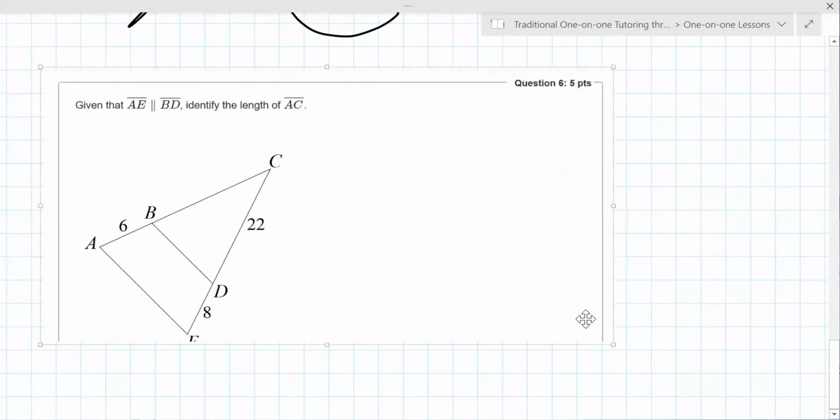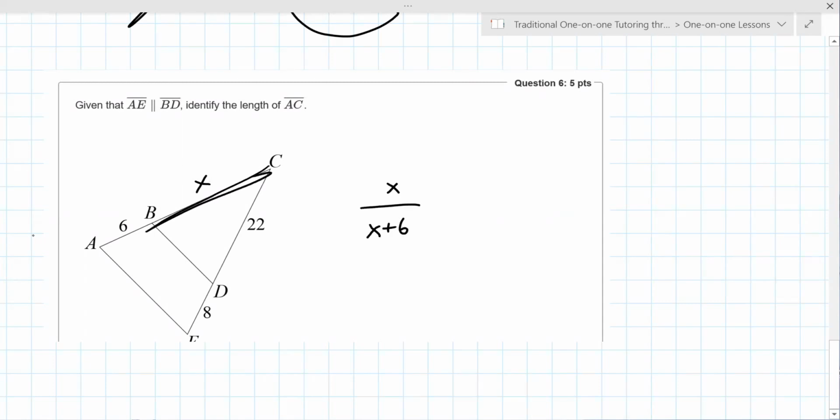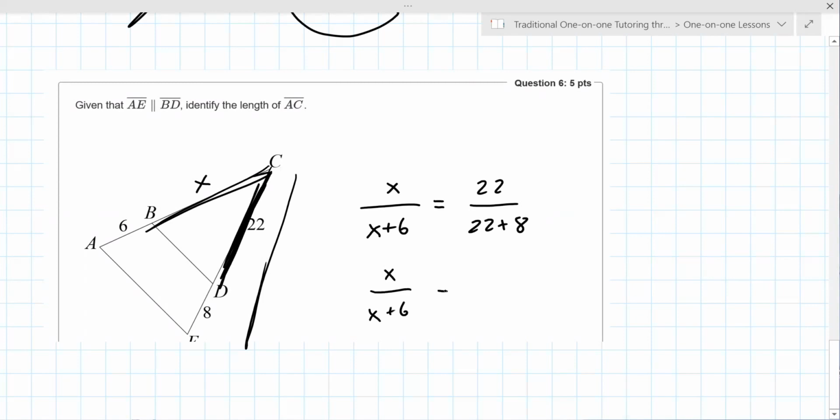All right, so this problem wants the length of A to C, this whole length here. We're going to call this X. So it's X over X plus 6, this one over the whole thing, equals 22 over 22 plus 8. So it's like the smaller one to the larger one. On the right, you can simplify to 30. And you can even divide both of these by 2 and get 11 over 15, and that'll save you a little time. But you got to cross multiply here.